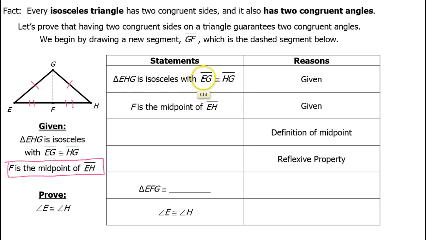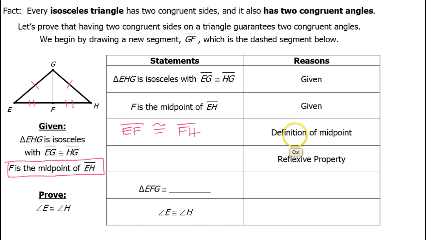So basically we're given EG is congruent to HG. All right, we've marked that, that was given. All right, F is the midpoint. Now that was not a congruency statement, so I need a second line where I will say that therefore EF is congruent to FH. Okay, now that is the definition of midpoint.